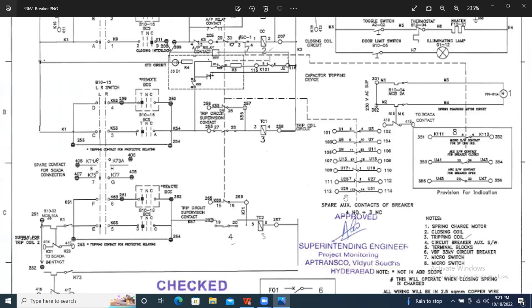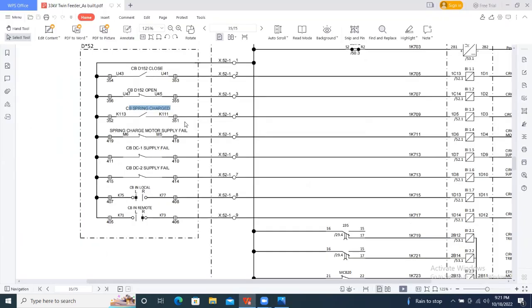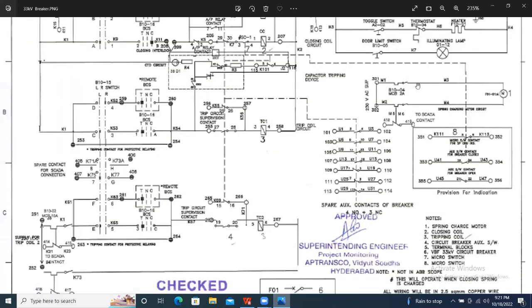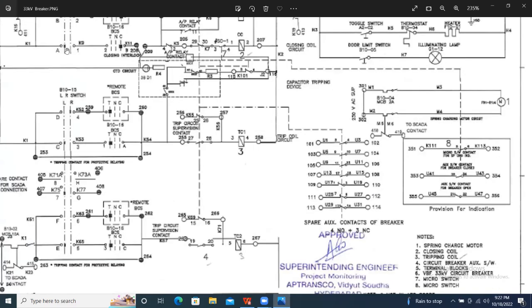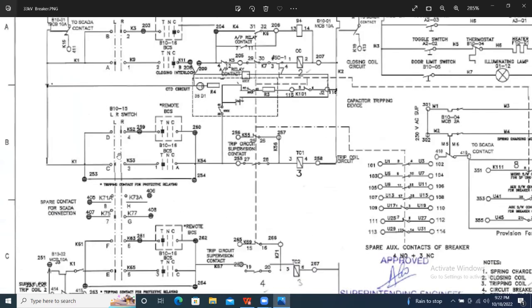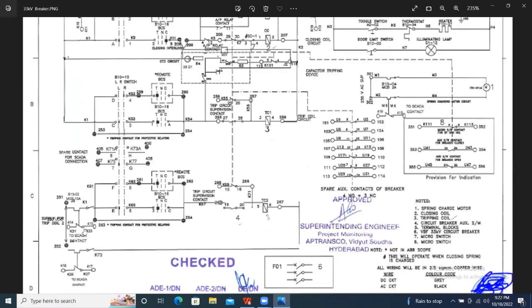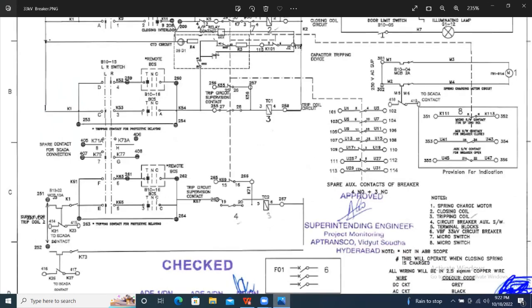And this is for the spring charging. The same was mentioned here: 353, 354, 355, 356, 351, 352. And if you want spring charge motor supply fail, how do you know a supply fail? From the MCB. And DC supplies are also from the MCB, right? Let's come to the MCB. 418, 419. And DC supply MCBs: 411, 410. DC supply 2: 414, 415. So these will be there here.